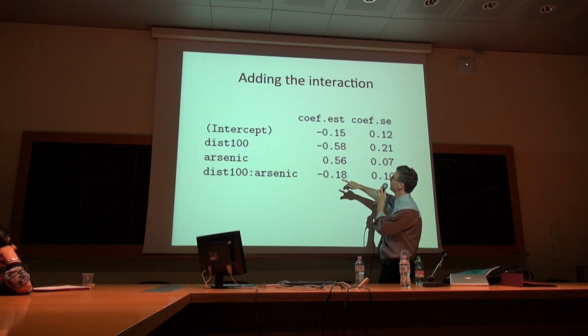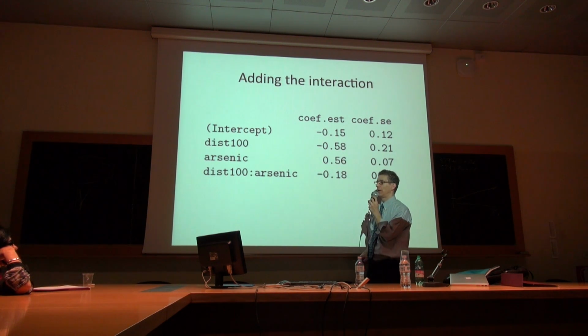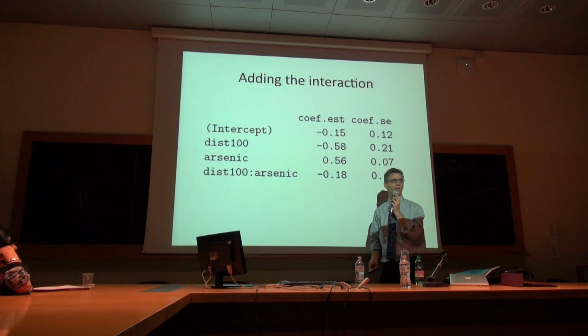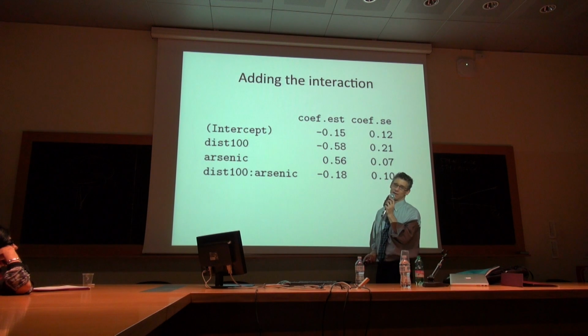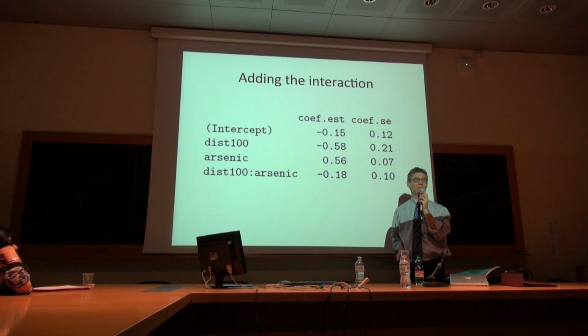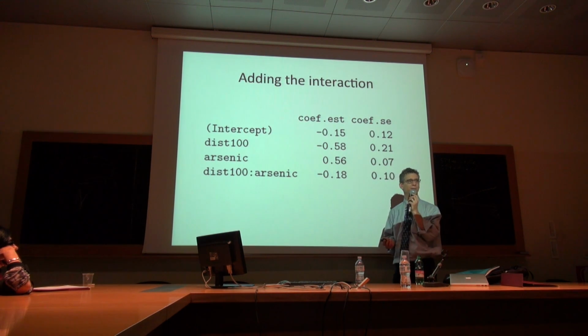Because the model is 0.5 minus 0.58 times distance plus 0.56 times arsenic minus 0.18 times the interaction. So the interaction drops out if either of the main effects is 0. So this is not an interpretable model. And why I can't interpret it is because distance is never 0. You're never 0 meters from the nearest safe well. And arsenic level is never 0. Arsenic level is always at least 0.5.